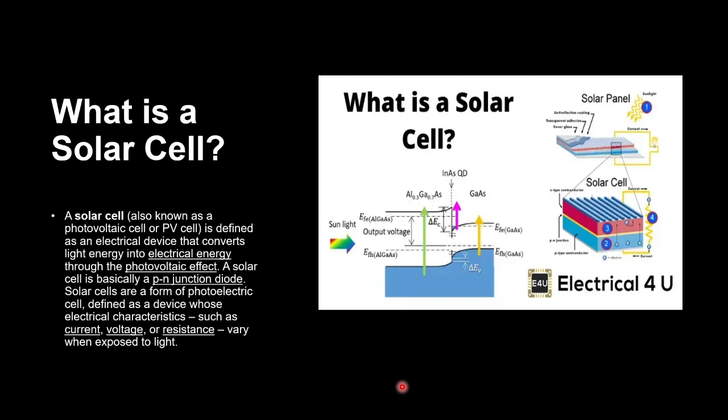Solar cells are a form of photoelectric cells, defined as a device whose electrical characteristics such as current, voltage, and resistance vary when exposed to light. So when you expose these photovoltaic cells to light, the current, the voltage and the resistance will vary from when it's not exposed to light. Looking at the image, we can see a solar cell where sunlight comes in and hits the solar cell, and that light energy is converted into electrical energy.